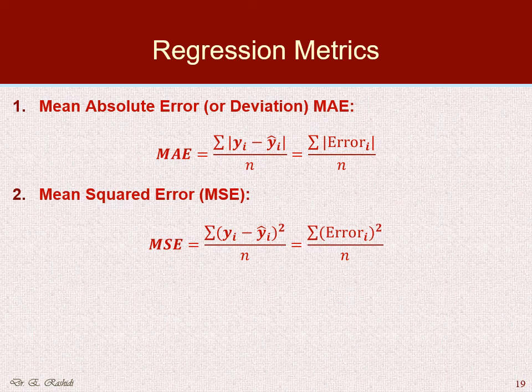MSE, instead of finding the absolute value, finds the square of the error that you have and then finds the average of that. Also, you might remember the R squared. The R squared is 1 minus the summation of the squared deviation of your predicted values from your real values, divided by the squared deviation of each y value from the average of the y values. So this is going to give you the R squared.